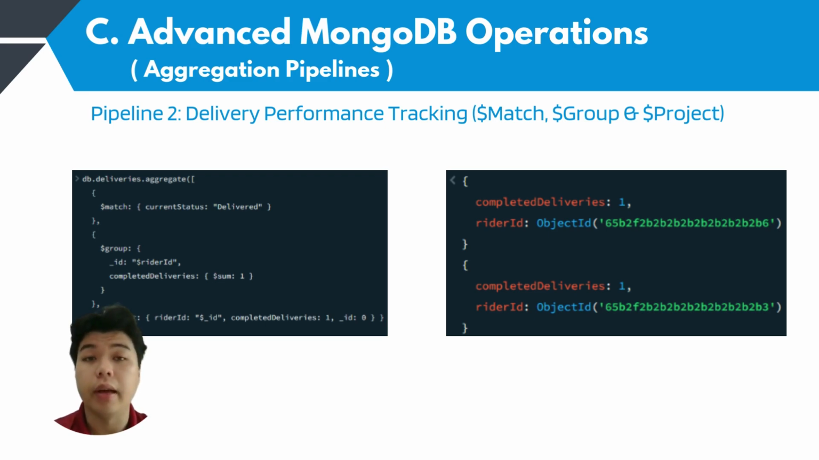For our second pipeline, we focus on operational tracking. We want to measure rider performance, so we start with a match stage to filter only for orders with the status delivered. Then we group the data by rider ID to count the number of completed jobs for each rider. We utilize project to clean up the output, showing only the rider ID and their total completed deliveries. This kind of query is essential for calculating rider incentives or identifying top performers.